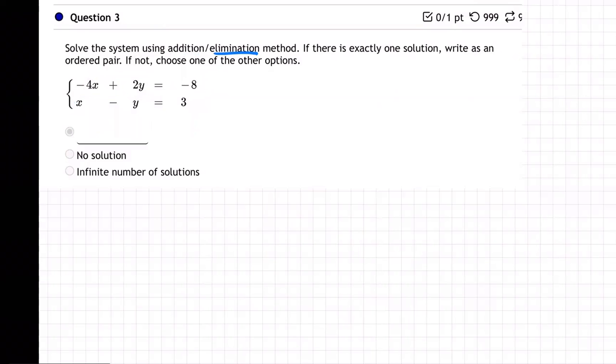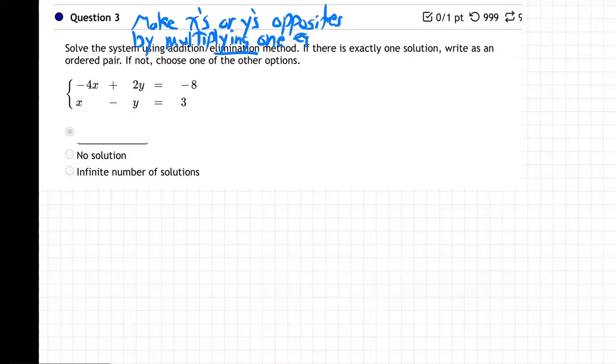You got to mess with them in such a way as to make the x's or y's opposites by multiplying one equation, both sides. So that's what we got to do.